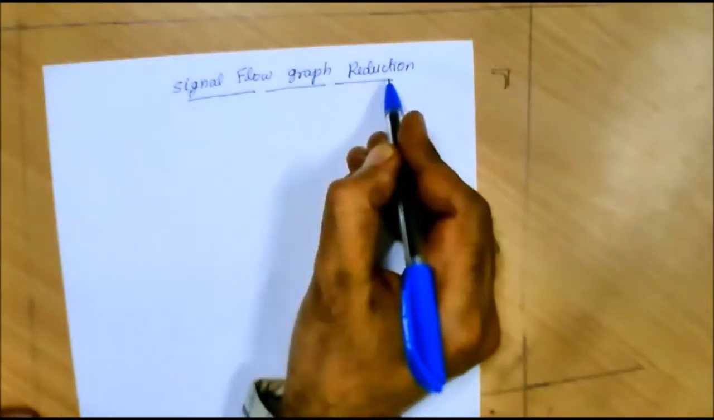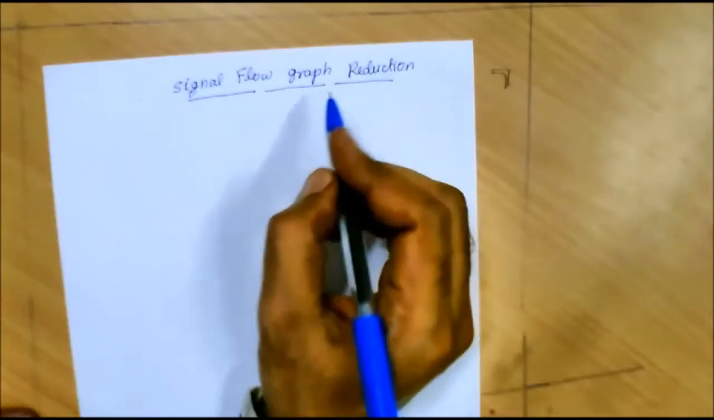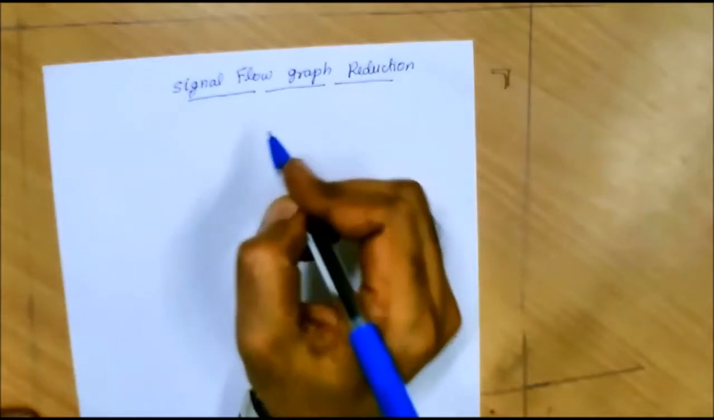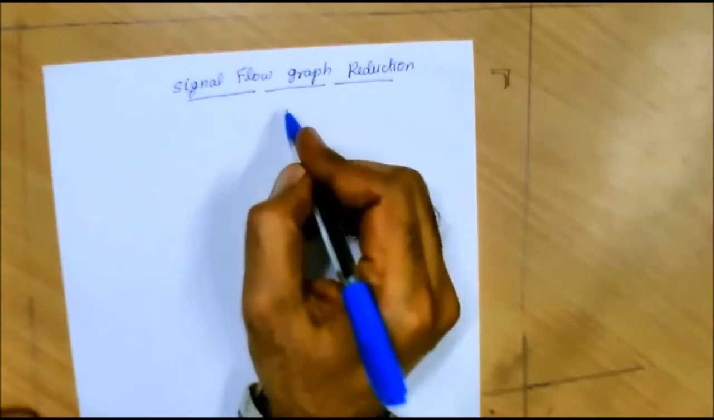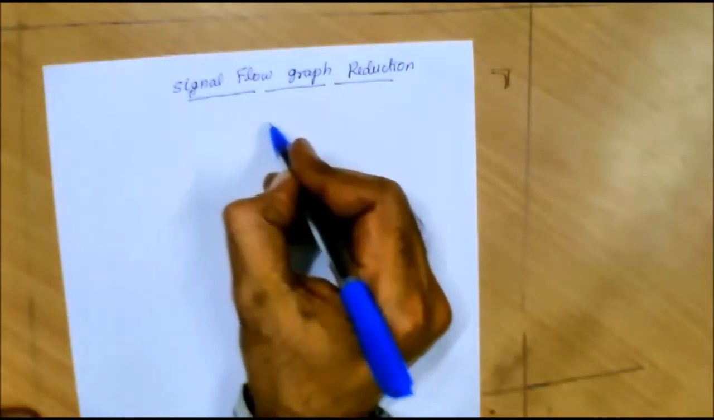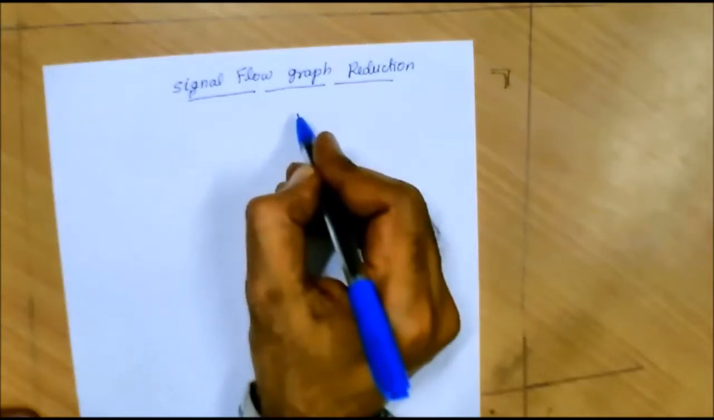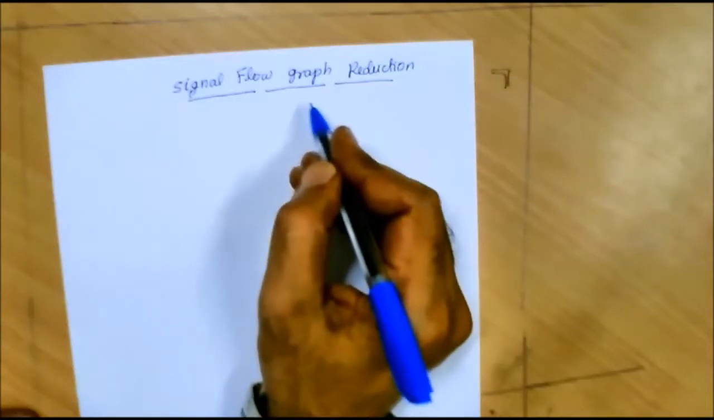Signal flow graph reduction. The signal flow graph of a control system can be reduced either by directly applying the rules of signal flow graph or by using Mason's gain formula. Here we are going to see how to apply Mason's gain formula to find the overall gain of the system or the transfer function of the system.